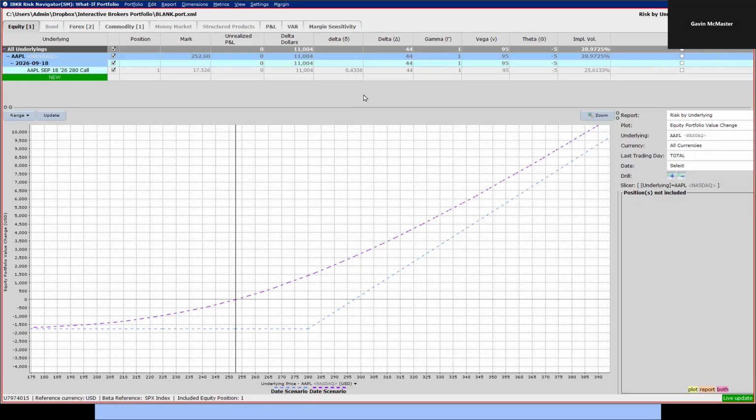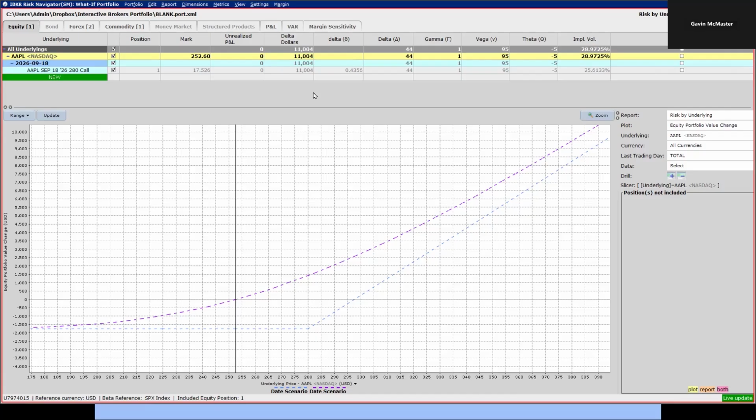So here we've got a simple example of a long call option in Apple. It's a LEAP option, September 26. The delta is 43.56. If we take that figure, multiply it by 100, because each option contract is 100, so 43.56 times the stock price gives us our delta dollars figure of just over 11,000. It doesn't mean we can lose $11,000. It just means that this position at this point in time is equivalent to having $11,000 invested in Apple stock.